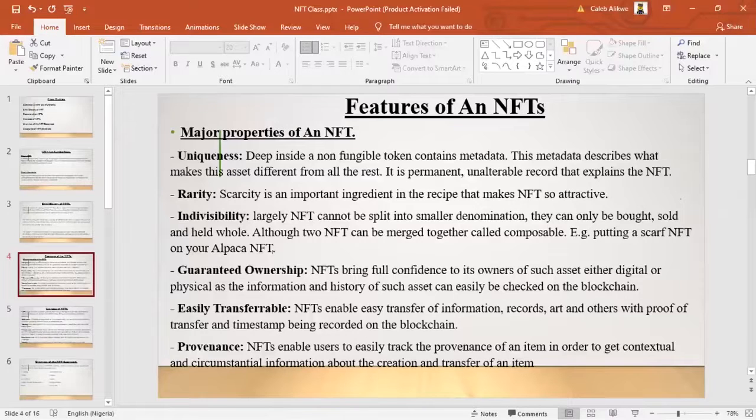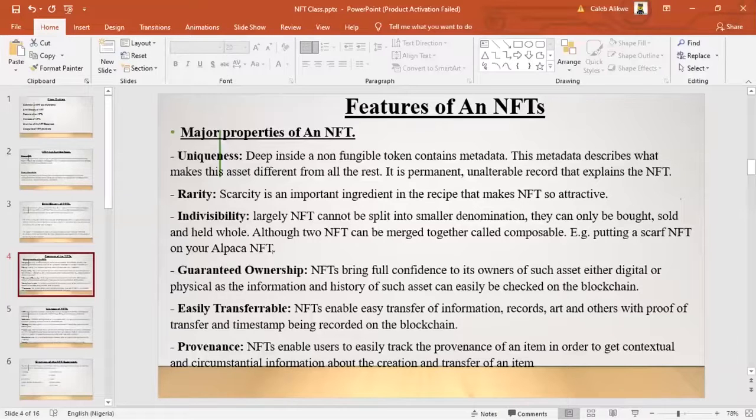Then next, rarity. Scarcity is an important ingredient in the recipe that makes NFTs so attractive. One reason people are so eager to have NFTs and willing to pay huge amounts of money is because they understand that once they get this NFT, it's only them that can have access to it. So for an NFT that's created as one of one, only one individual in the whole world can have access to that NFT.